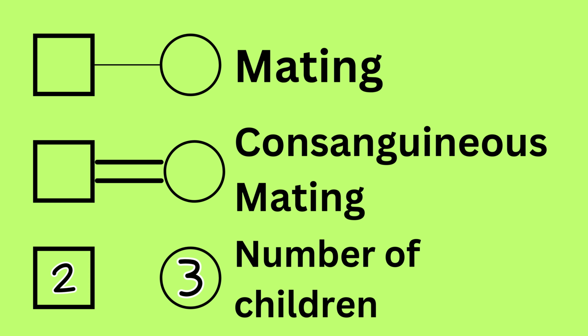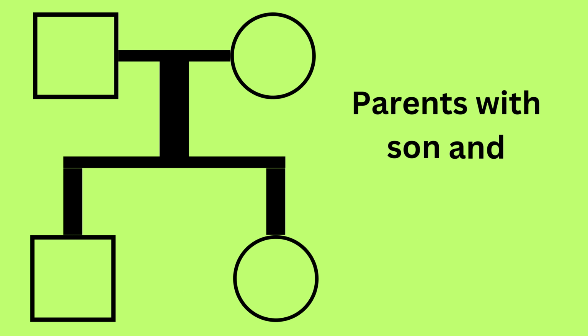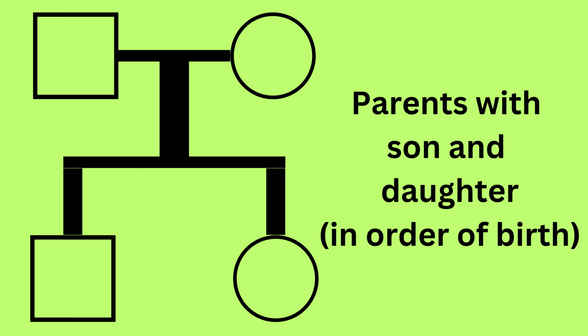For example, a square with the number 2 means there are 2 male children, while a circle with the number 3 means there are 3 female children. In this pedigree symbol, a square and a circle joined by a horizontal line represent the parents. The vertical line dropping down shows their children. The order of the children, from left to right, represents their birth order.